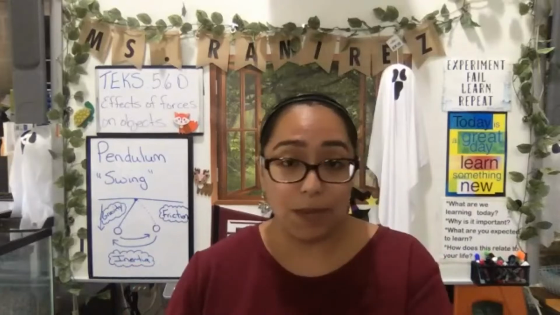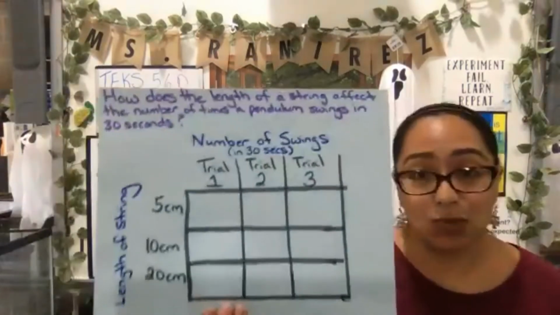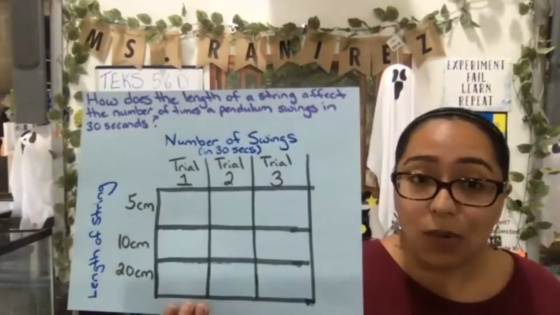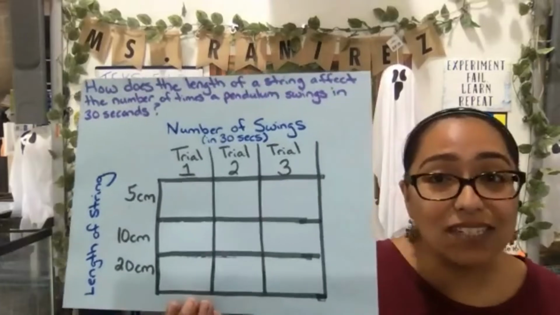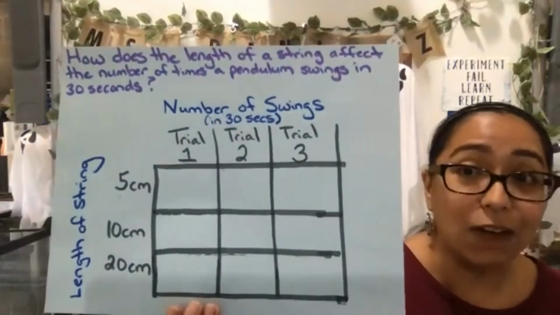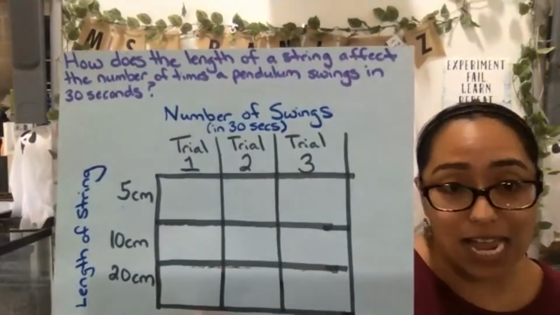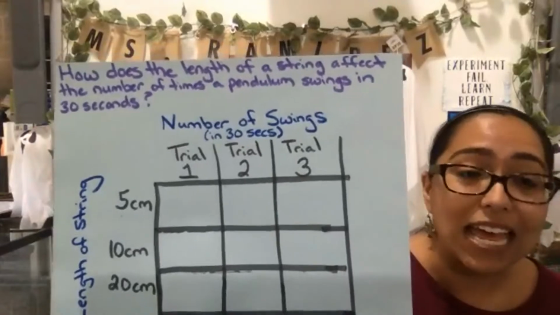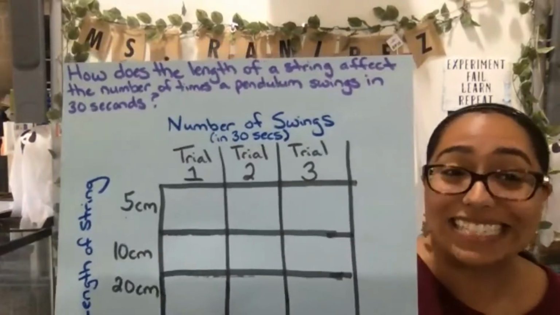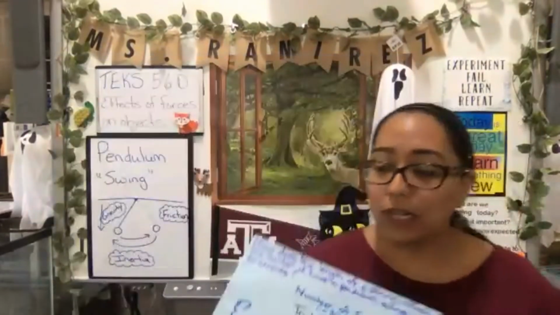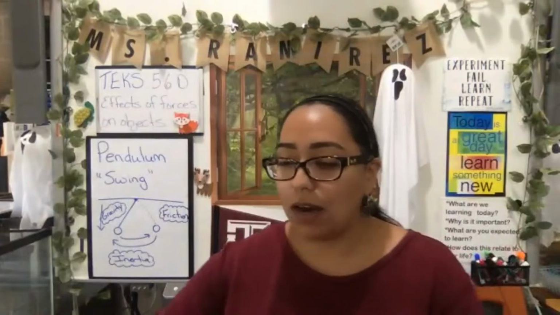Now we're actually going to create our own little experiment with a pendulum, and we're going to be answering this question. So the question that we're going to be looking at today is, how does the length of a string affect the number of times a pendulum will swing? And we're actually going to do it in 15 seconds for time. So we're going to fill out this chart as we work through our experiment.